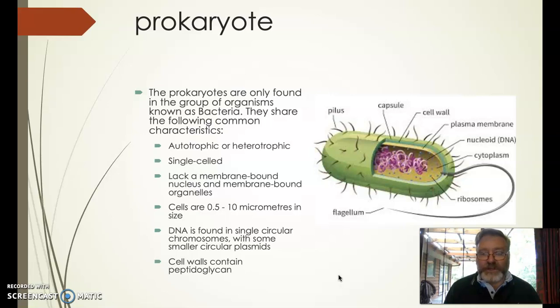We'll talk more about size later. They're very small, 0.5 to 10 micrometers in size. The DNA is essentially one big solid loop, and you can see that pink thing in the diagram there, of chromosome, just one circular chromosome, and they often have lots of smaller circular plasmids which are also made of DNA. They can communicate with these and share DNA between cells using them, which is quite interesting and some new stuff that's been discovered. And they have a cell wall, but unlike a plant cell wall, it contains a thing called peptidoglycan. Peptido suggests protein, glycan suggests glucose, so a mixture of the two.